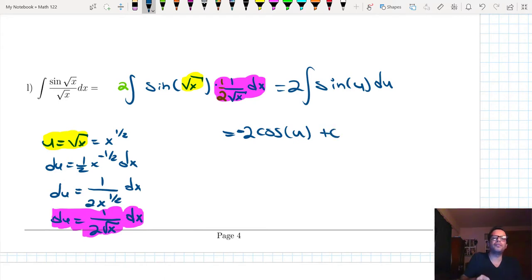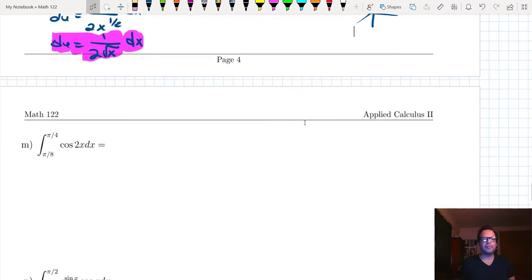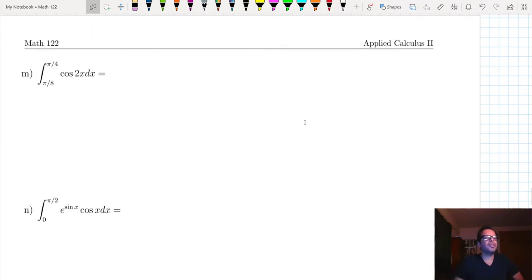plus c. Let's just go back, substitute. Negative 2 cosine of the square root of x plus c. And this is the final answer to this problem. All right. Okay, let's do one other one.